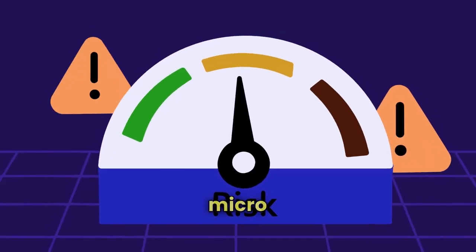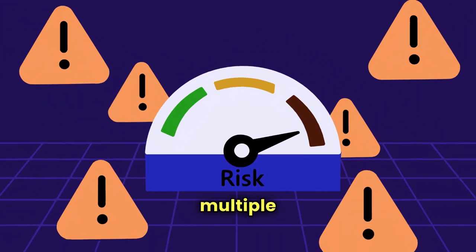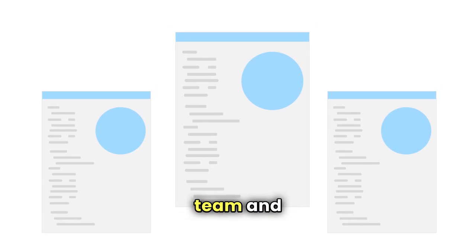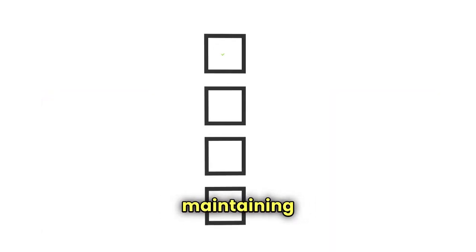The biggest risk of micro-frontends is visual fragmentation, where the UI feels like multiple products stitched together. The non-negotiable solution is a shared design system owned by a dedicated team and published as a versioned package consumed by every micro-frontend. This guarantees visual consistency while maintaining deployment independence.